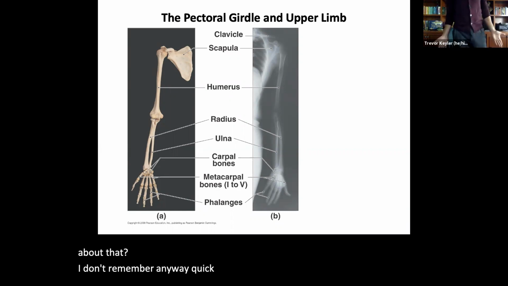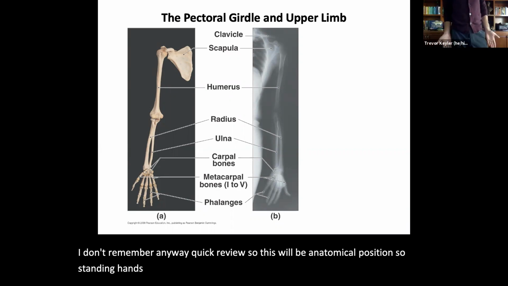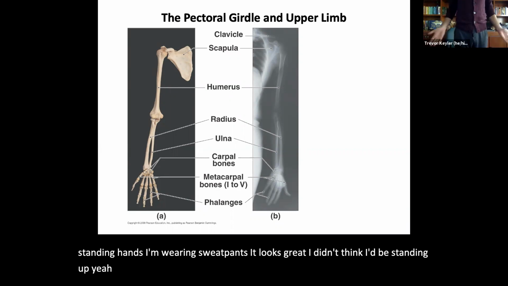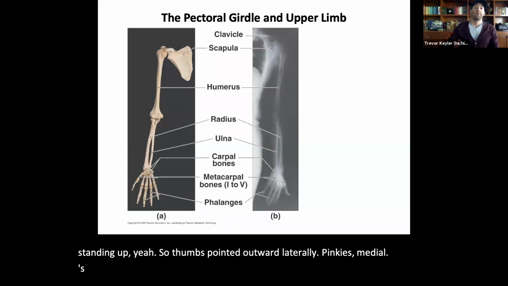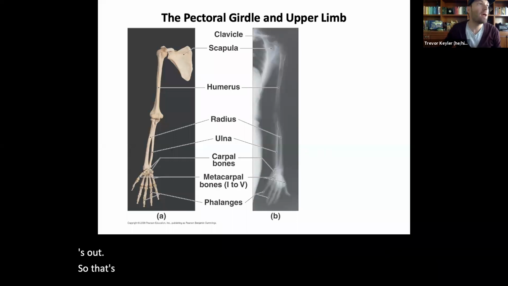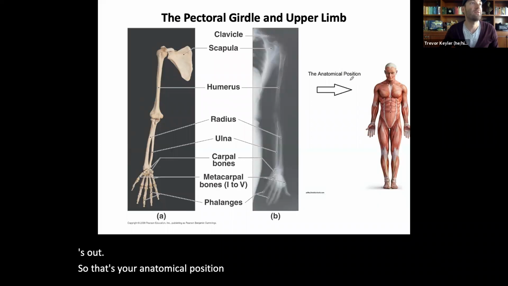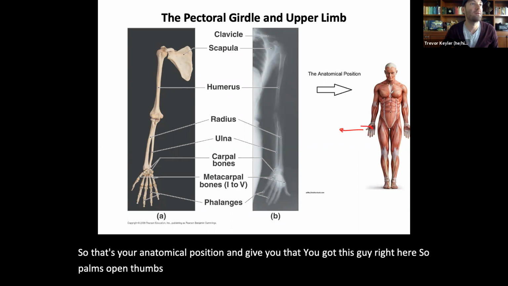So this will be anatomical position. So standing, hands to the side. I'm wearing sweatpants. I didn't think I'd be standing up. Yeah, so thumbs pointed outward, laterally, pinkies medial. Palms out. So that's your anatomical position. So palms open, thumbs pointing laterally, right? Because this is medial, this is lateral.